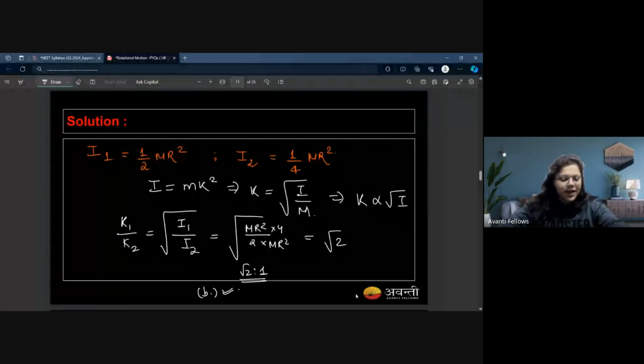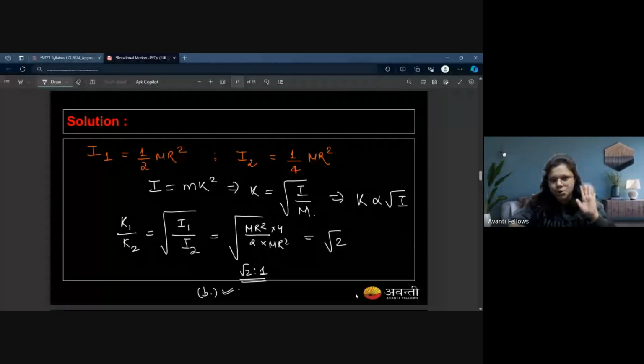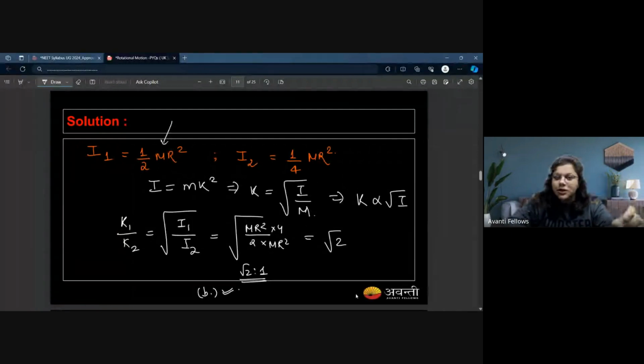See, we were talking about the inertia about two axes of rotation for the same disk. Since we are changing the axis of rotation, we will have two different inertias. When the axis of rotation is passing through the center of the disk, it would be half MR square. When it is passing along the diameter, it would be 1/4 MR square. I gave you this data in that table where I gave you the inertia of 5 bodies.